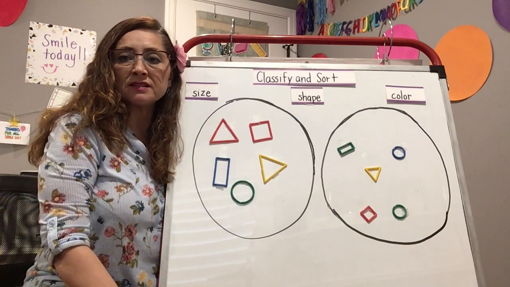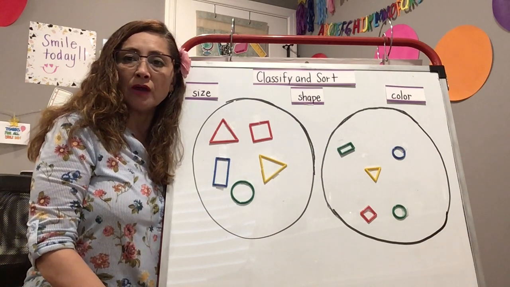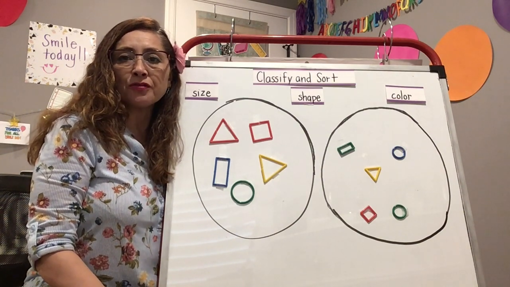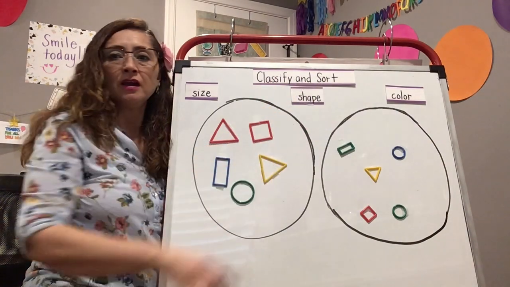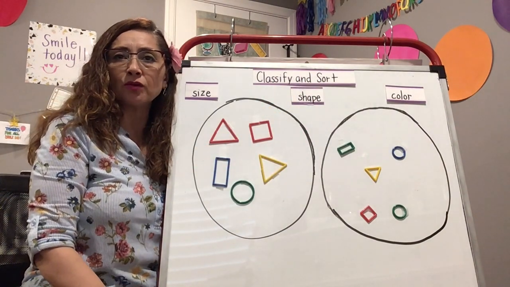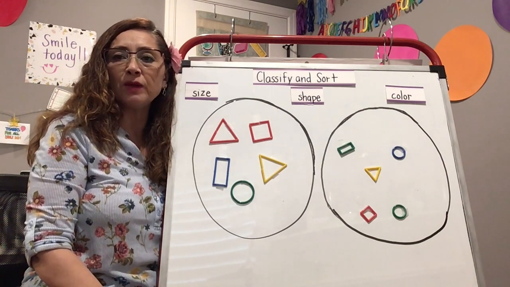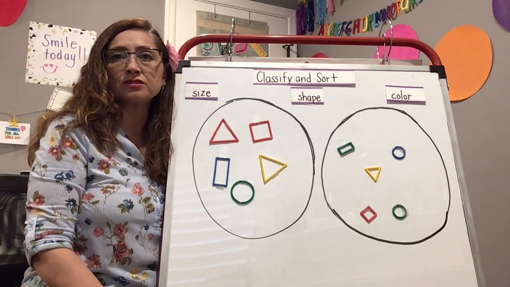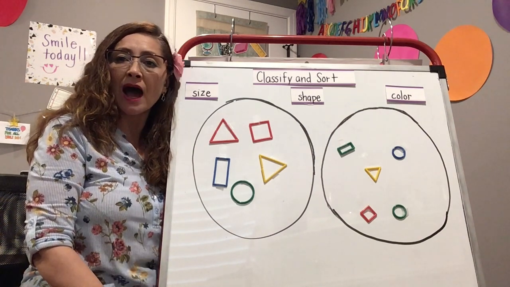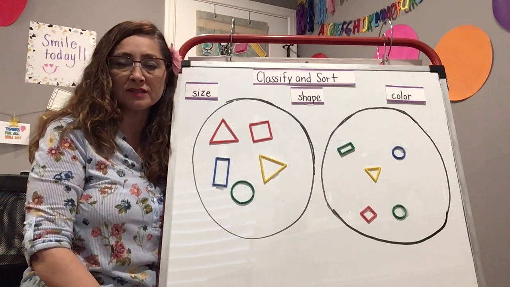Before we begin today's lesson, I would like us to do a quick review. Now remember, in math, we have been learning about classify and sort. And remember, we talked about the word classify. When we classify, that means we sort things, objects or pieces, into groups of how they are the same.